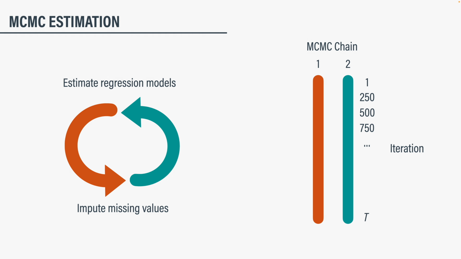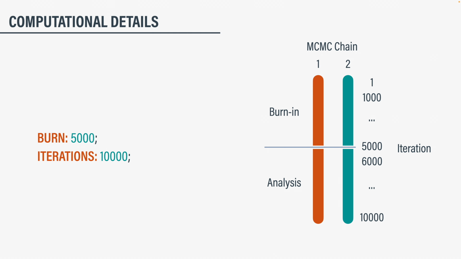We need to divide the MCMC chains into two segments. The first segment is the warm-up or burn-in phase that allows the algorithm to converge to parameter values that are optimal for the data. The software discards the estimates from the burn-in phase. The second segment is the analysis phase that generates the parameter estimates that we use for inference. We need to specify the number of iterations in both of these periods when we use the software.